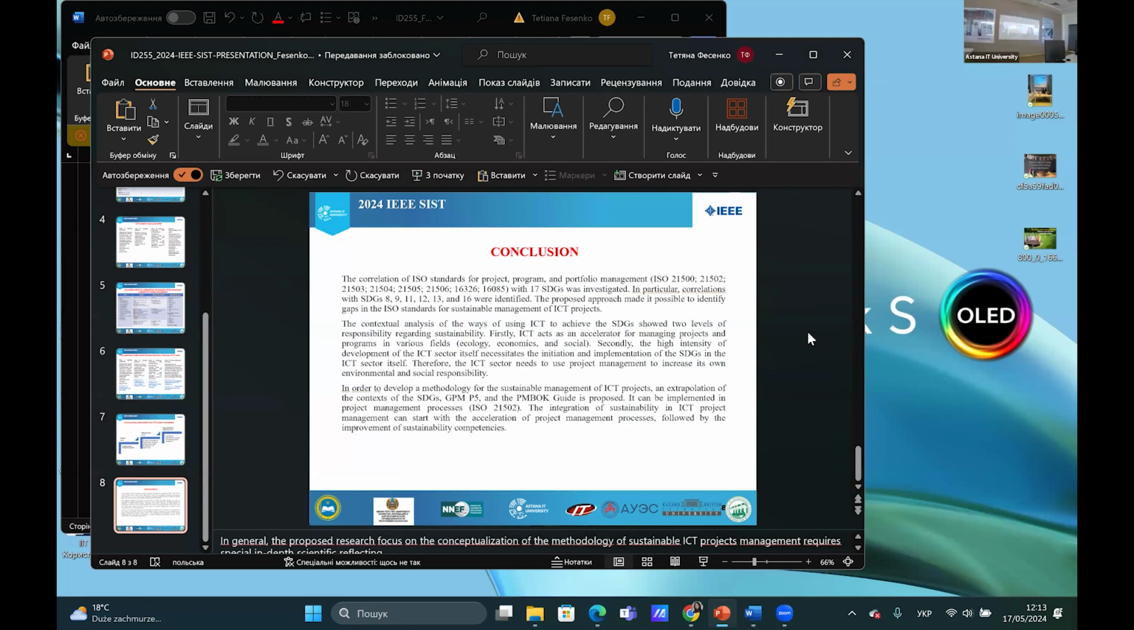Okay. So my question is, there is project management in general, yes? There are different fields of project management, but in your research, you say ICT project management. So I'm trying to understand why, what are the specifics of ICT in the context of sustainability?